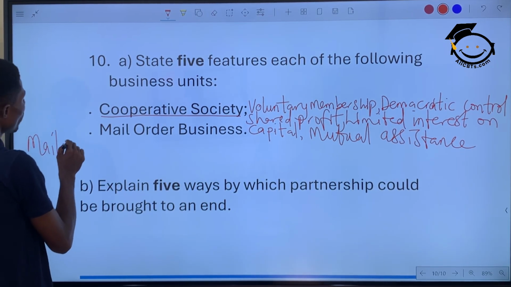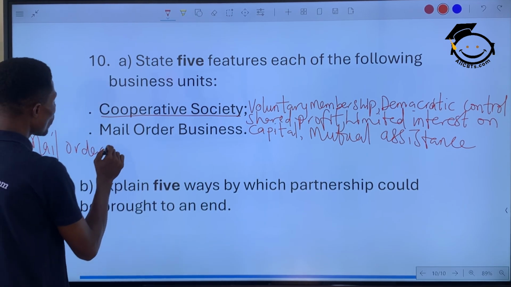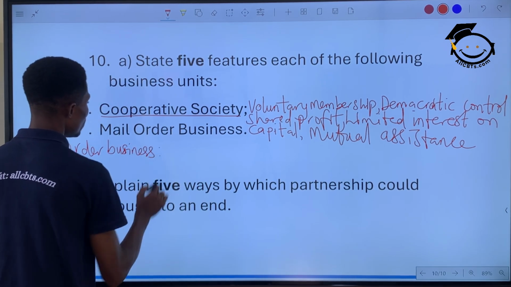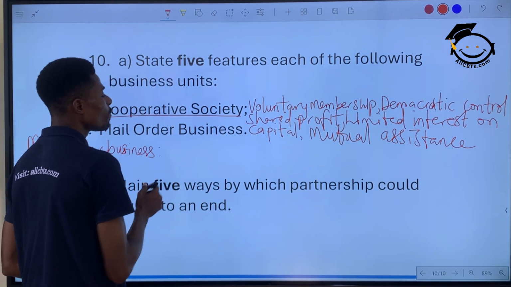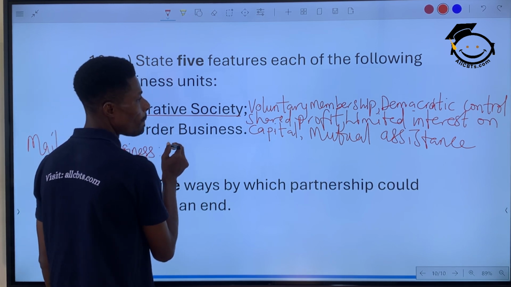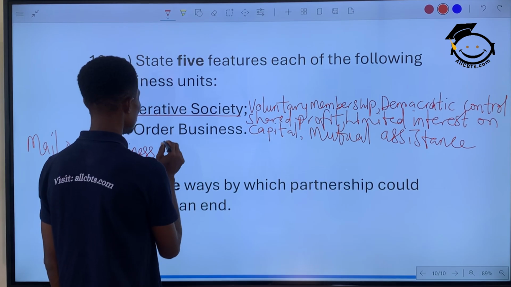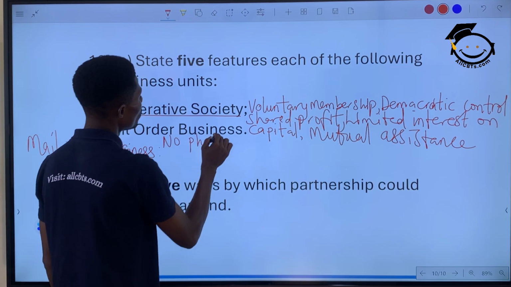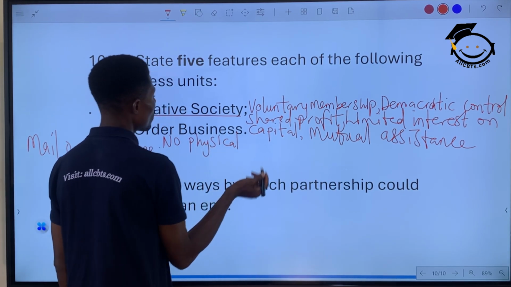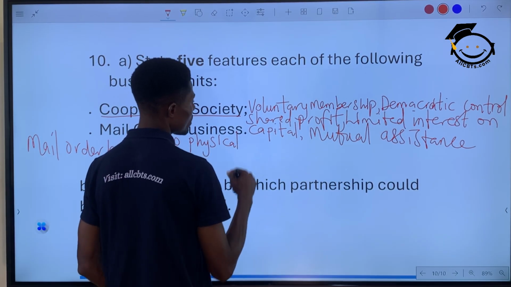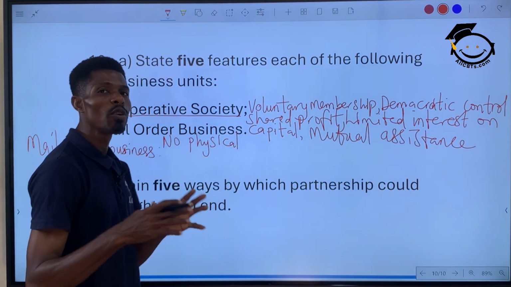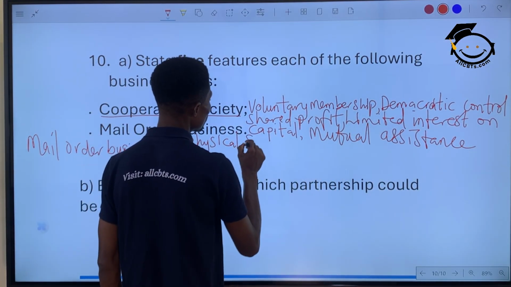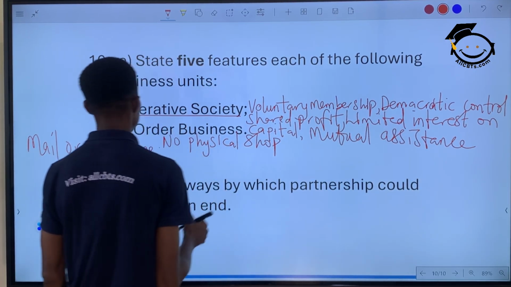Let's take some of the features for mail order business. One of the features is what we call no physical shop. Whatever you want to buy, you buy it online. You make your request. You don't have a physical shop. You only have a warehouse where they pick from the warehouse and go and deliver it to where it is needed. No physical shop. That's one of the features.